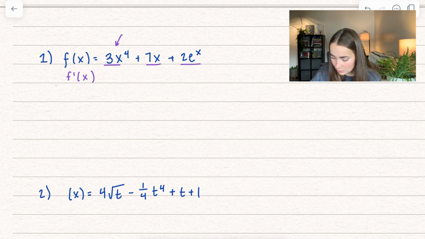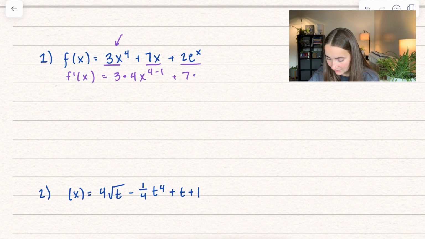Right here, I'm going to use constant multiple, so that 3 just hangs out, and now I'm going to use the power rule for x to the power of 4. So that 4 comes down, and I subtract 1 from the exponent. Now I'm going to move on to the next one. 7 times x, so that 7 hangs out. Now this has a secret little exponent of 1. So that 1 comes down, and now I have x to the 1 minus 1.